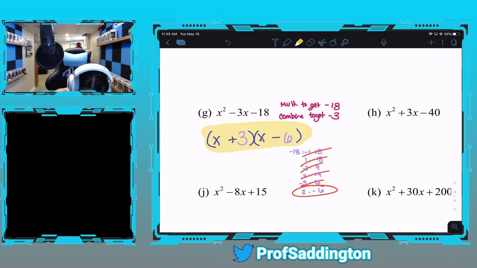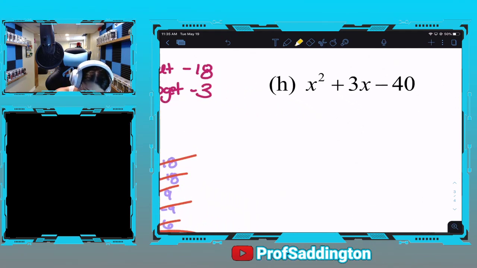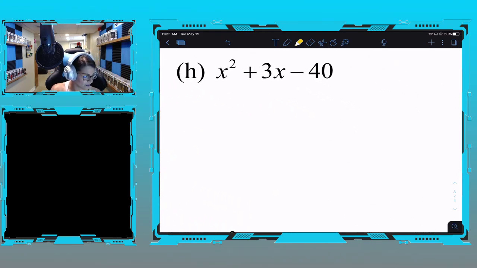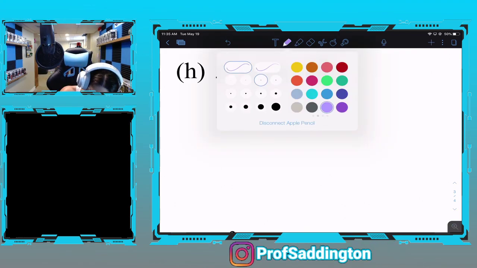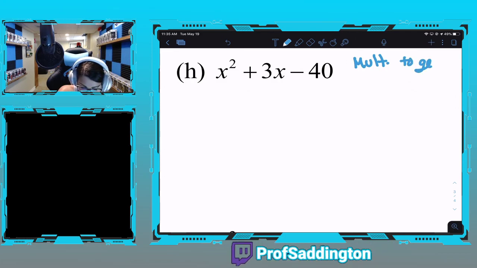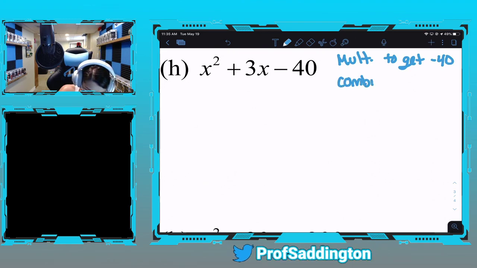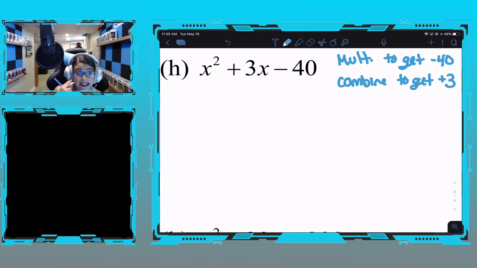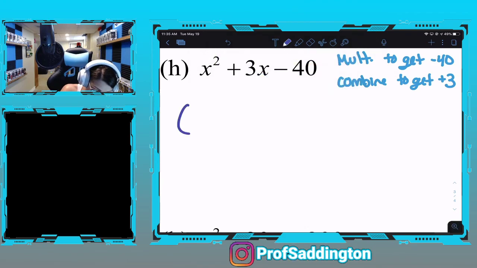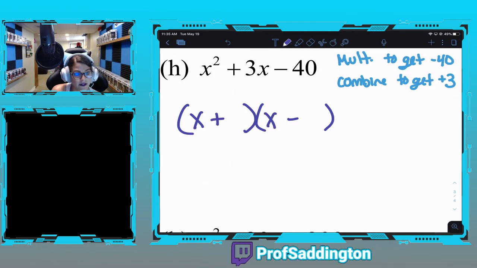No big deal. Let's do another one where that C term is negative. The next one happens to be fabulous. All right, so we are multiplying to get a negative 40 and combining to get a positive 3. Well, we are multiplying to get a negative, so right there, when I go to drop down my double bubbles, I know my signs are going to be different, okay?